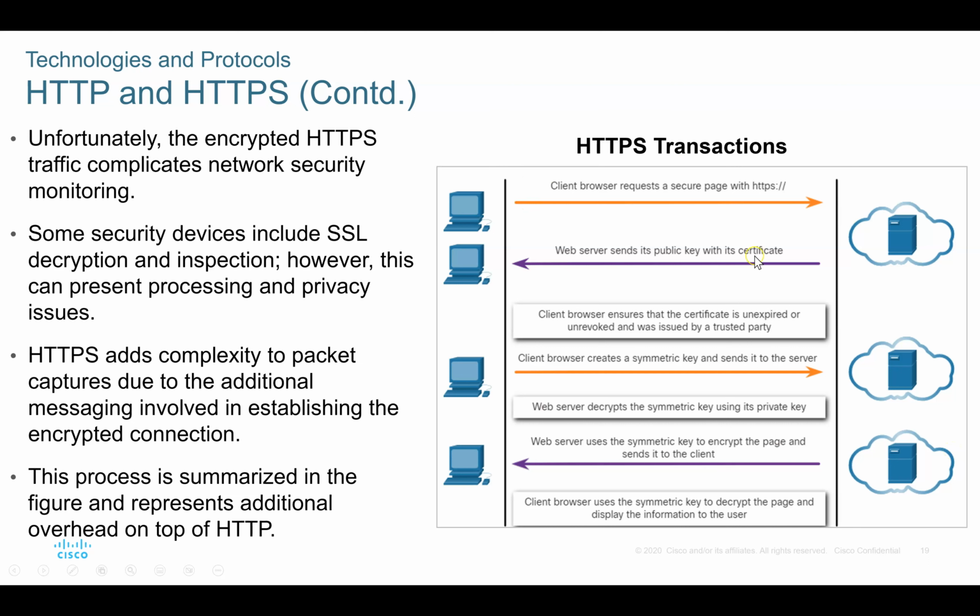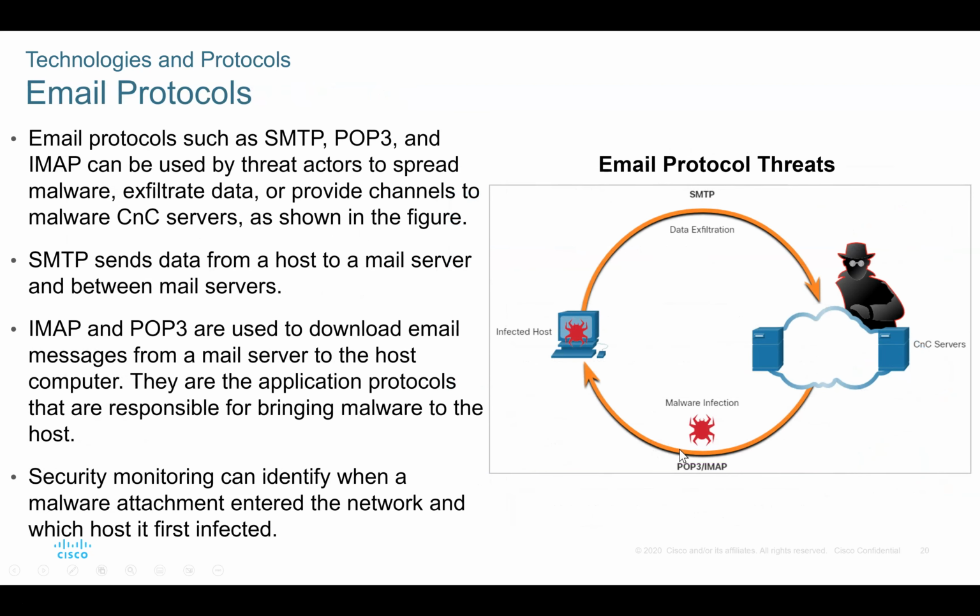So when you do HTTPS, this is exactly what happens. You send out a request, and the server sends you a public key. You generate a symmetric key and send it to the server, encrypted with the public key. And the only one able to decrypt it is the server, with its private key, and then you have a connection.